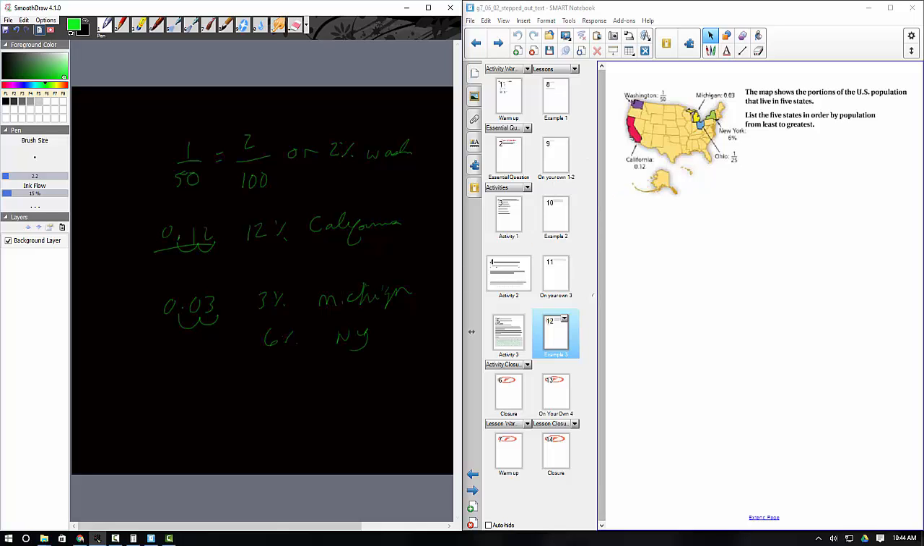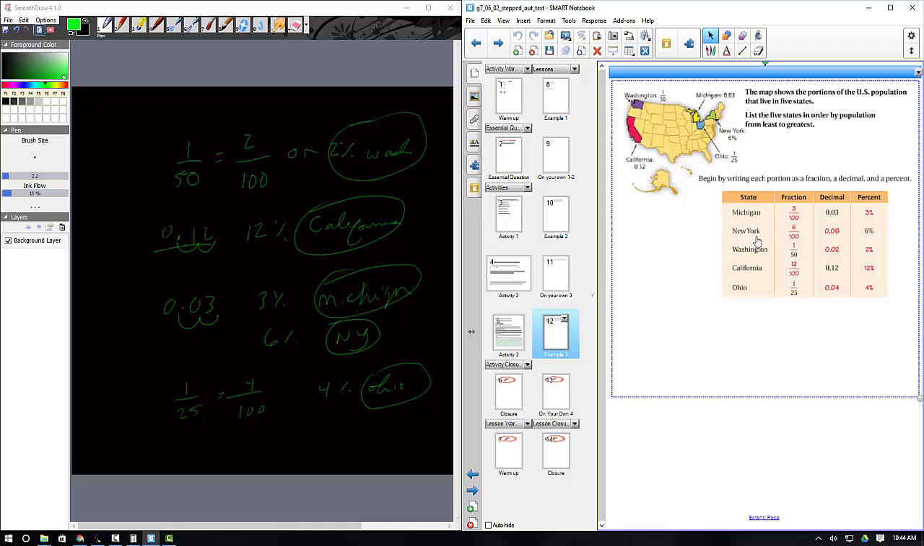And I think Ohio. So Ohio is 1/25th. Over 100, let's turn it to a percent. This is 4 over 100, which equals 4%. So if you look here, we have to order from least to greatest. So it looks like it'll be Washington, then Michigan, then Ohio, then New York, then California. And there it is.